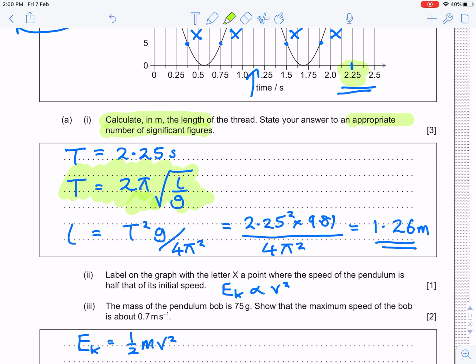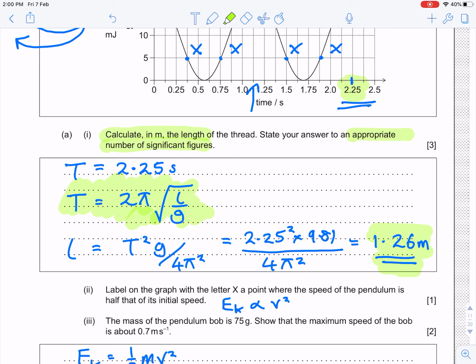Putting all those bits of information into my equation, I end up with an answer of 1.26. Now, is that an appropriate number of significant figures? Yes, it is, because the data that I've got from the graph is to 3 significant figures. The information I've got from my data booklet for g is also 3 significant figures, so that's okay at 3. I would accept 2 significant figures here in an answer of 1.3 meters.